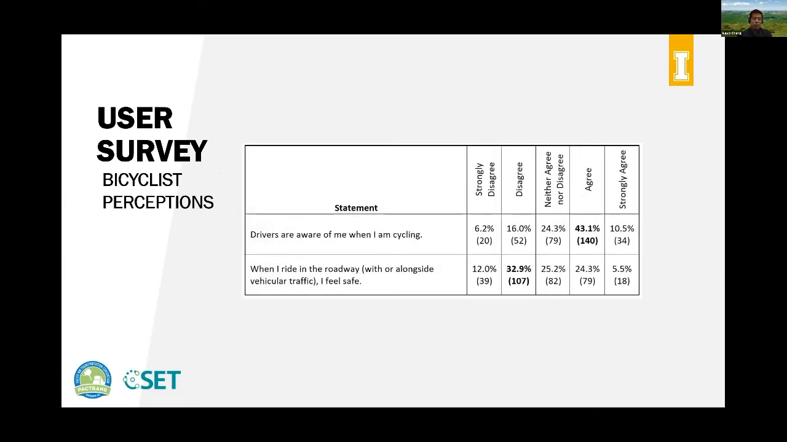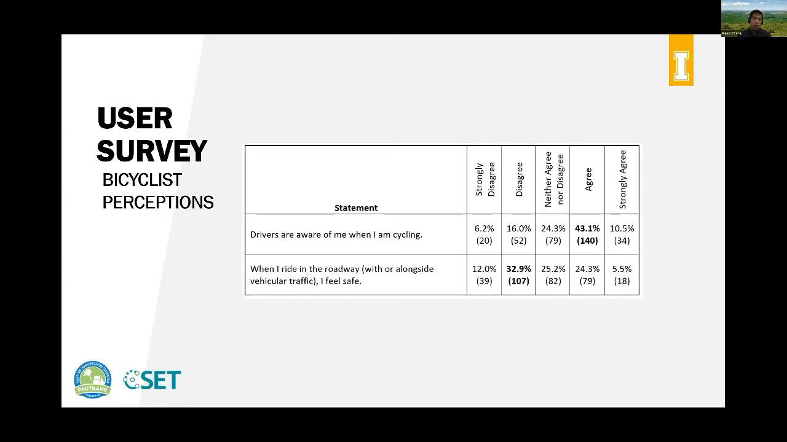So in terms of perceptions, I've got a series of descriptive stats here that I'm going to walk through in my remaining time. We asked bicyclists, again, this is the 325 people out of the overall 550, some general questions. Drivers are aware of me when I'm cycling. Do you agree or disagree with that? And you can see that in this survey, a majority of the bicyclists do feel that drivers are aware. There is a driver awareness component.